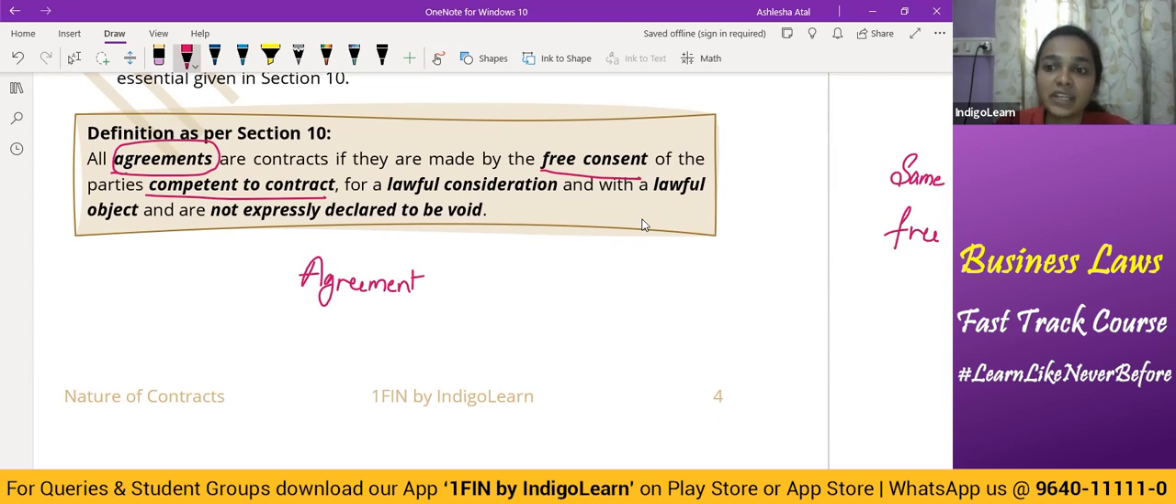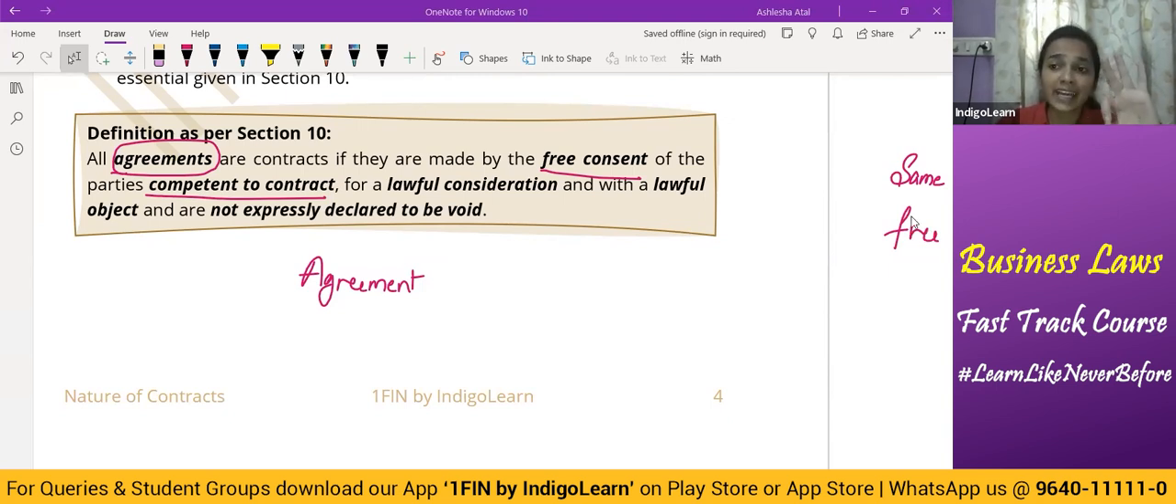A person of sound mind. Sound mind and major. Major, and there's one more thing. There's one more point. Can someone tell me what's the last point? Not otherwise disqualified. Not otherwise disqualified by law.